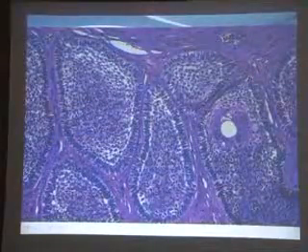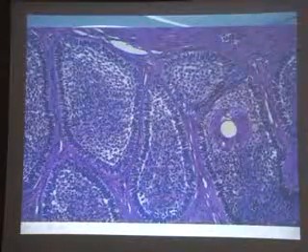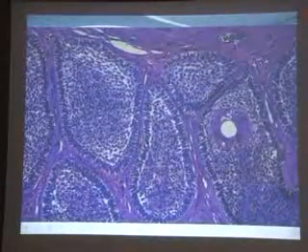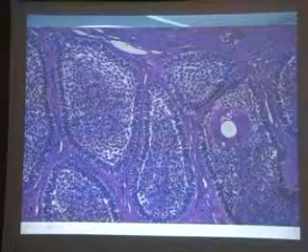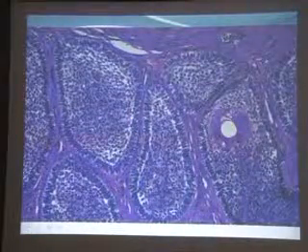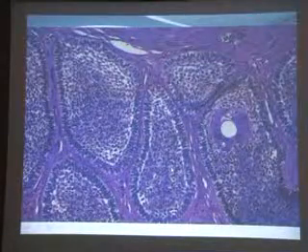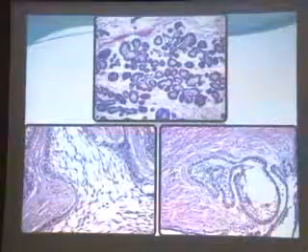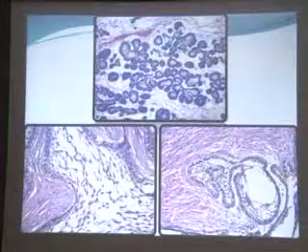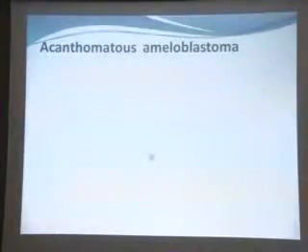Here again the same picture, here you can very well appreciate each of the follicles lined by tall columnar cells, and the central area shows the presence of stellate-shaped or polyhedral cells with long anastomosing processes which simulate that of the stellate reticulum. Here is another picture, a similar presentation.